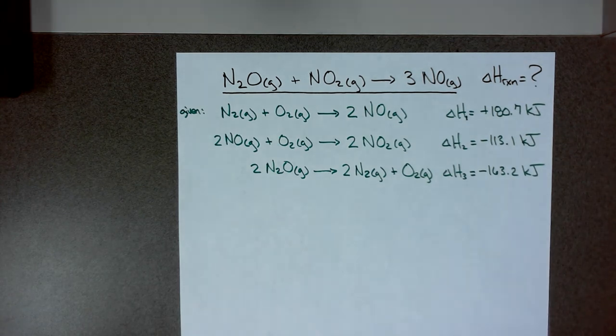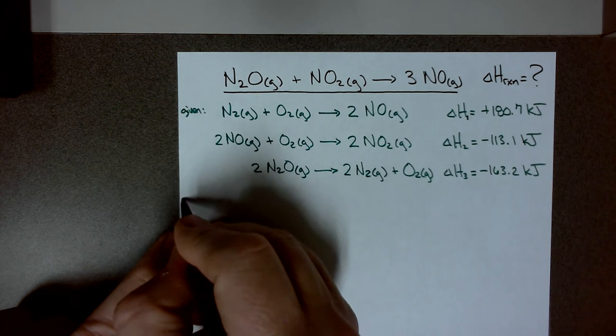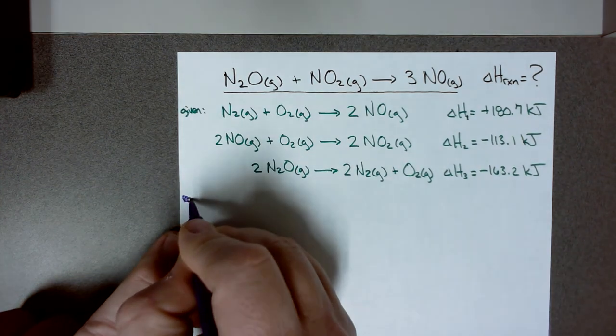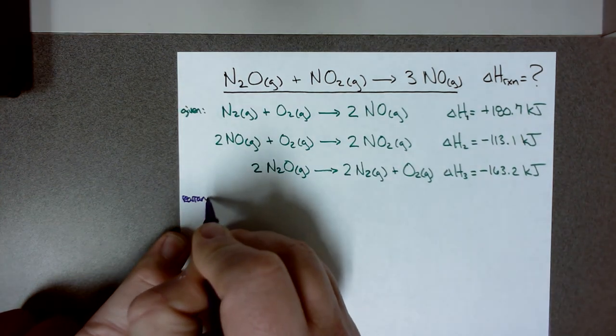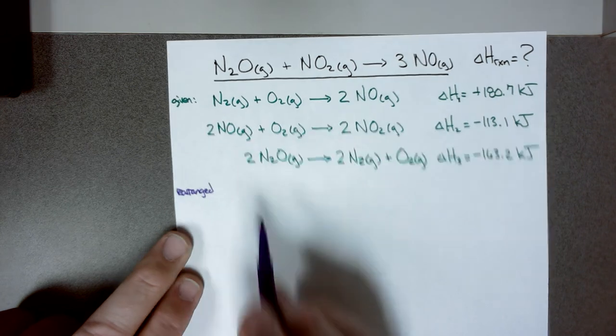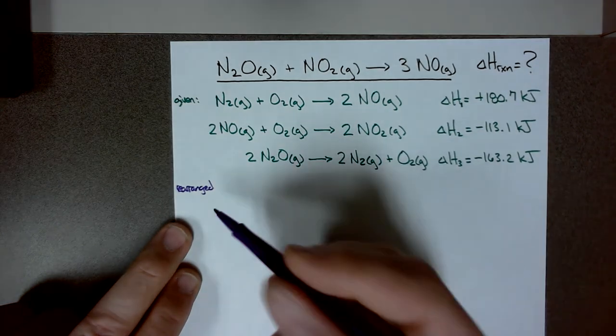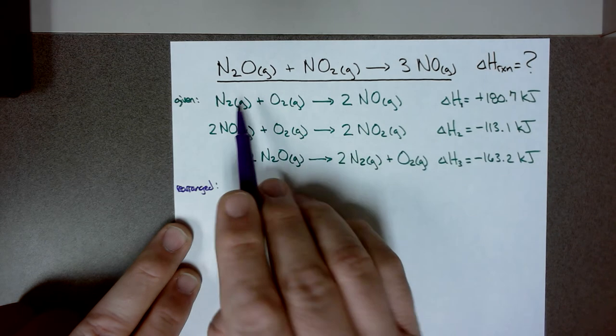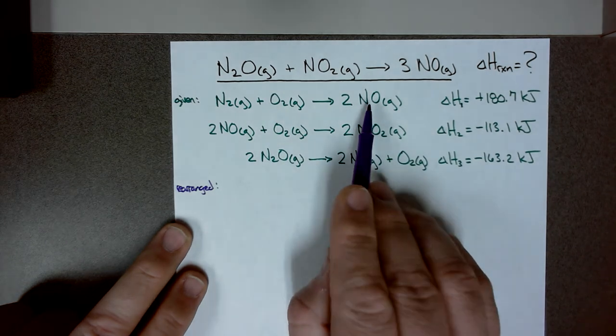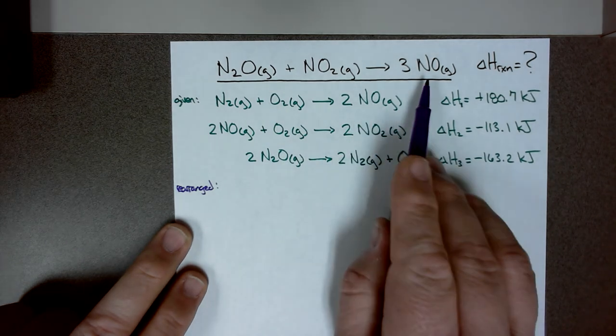Now I'm going to have to manipulate them, so it's easier if I do a whole other step where I manipulate them. We're going to call these the rearranged ones. Okay, so now if I notice here, I've got the nitrogen monoxide and the nitrogen monoxide.